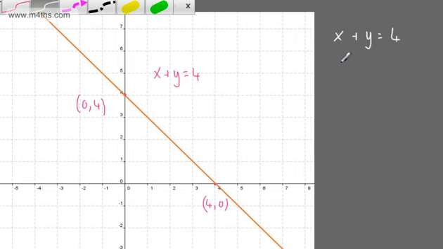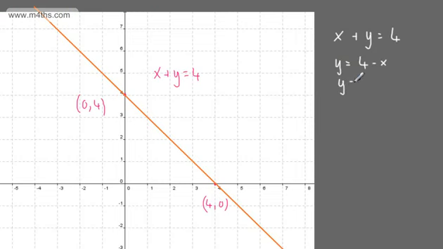If we subtracted x from both sides, we could have y is equal to 4 minus x, or even y is equal to minus x plus 4. So recognise that these graphs can be written in different ways. So let's look at another one. y plus x is equal to minus 3.